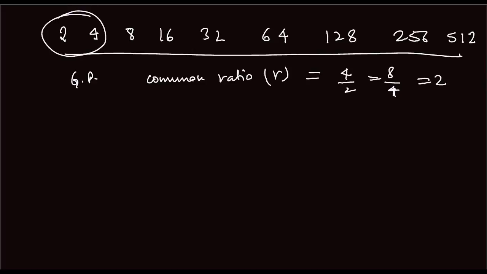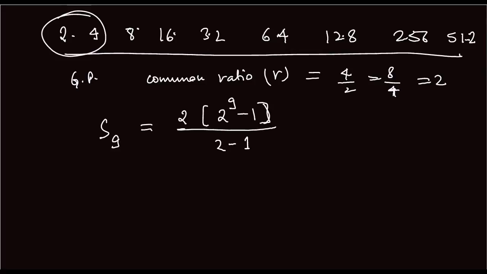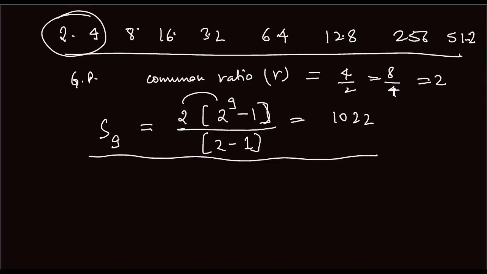The first term is 2. The sum up to 1, 2, 3, 4, 5, 6, 7, 8, 9 terms. The sum of 9 terms will be A, that is 2, times R to the power n minus 1, upon R minus 1. So this will be 1022, because 1024 is this, and minus 2 will be 1022. So this is the sum.